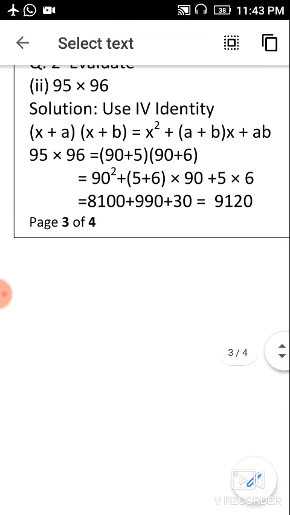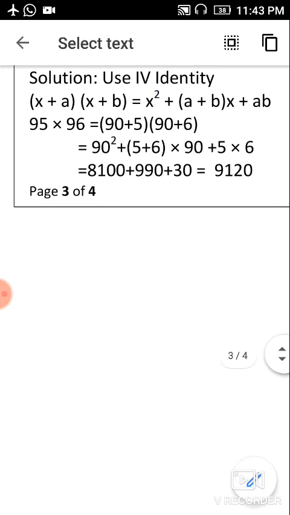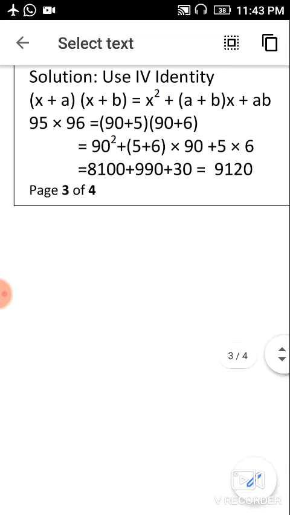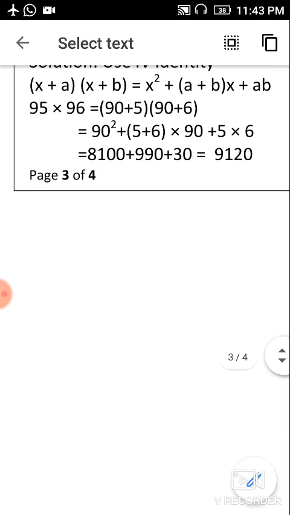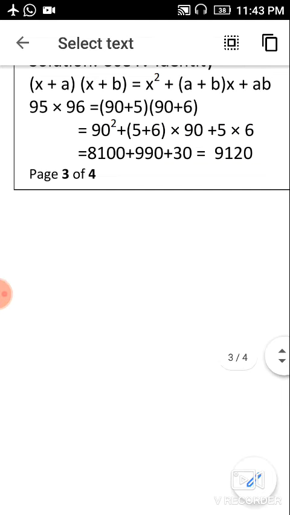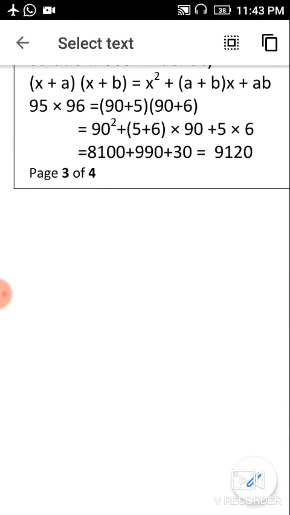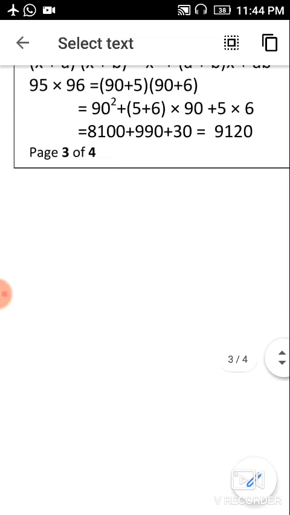So that is x square, meaning 90 square, plus a plus b into x. So that is 5 plus 6 into 90, plus 5 into 6. 90 square is 8100. 5 plus 6 is 11, into 90, because first we have to open the bracket and then multiply. 11 into 90 is 990, plus 30. Add all the three numbers, you will get 9120.